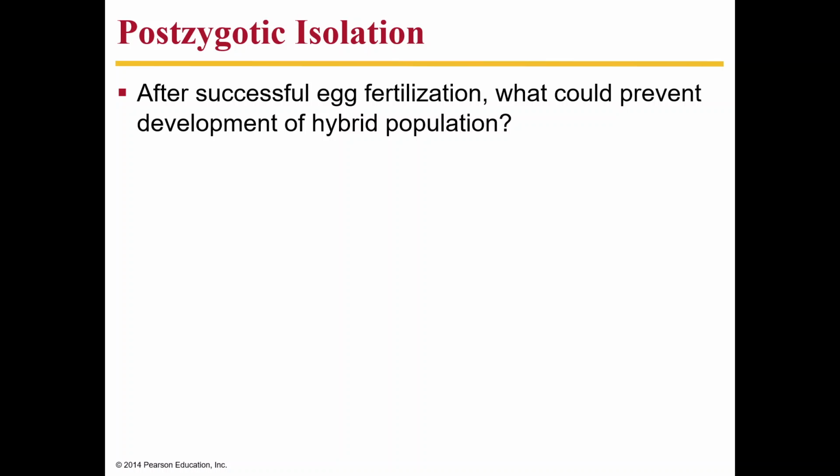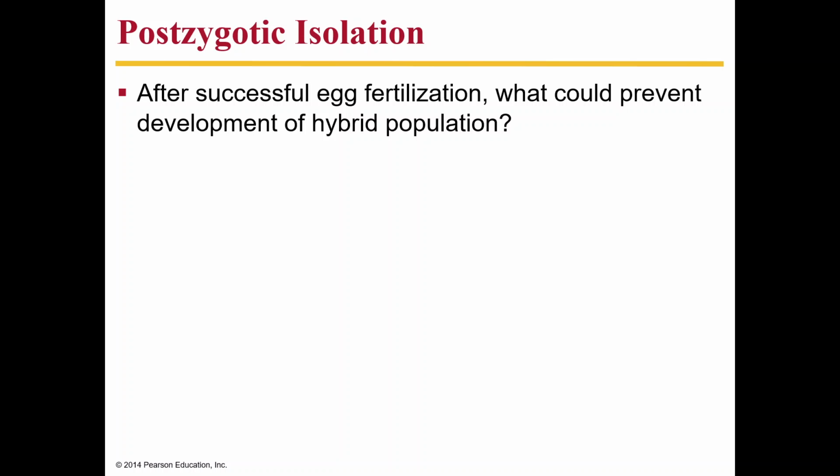So what if two different species do mate and form a zygote? Like the sperm and egg are able to interact, and now you have a zygote. Well, we're going to move away from the humans now because this is no longer an issue for humans, because all humans can mate and create viable zygotes unless there's actually a genetic issue that prevents that, okay? But that's not a population-wide thing. So, after successful egg fertilization, what could prevent the development of a viable hybrid population?